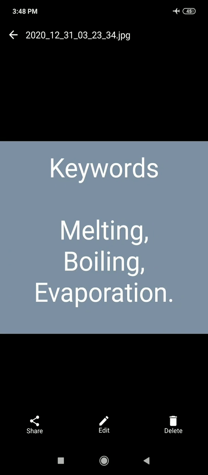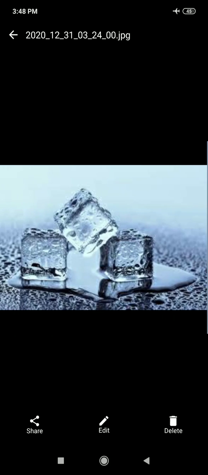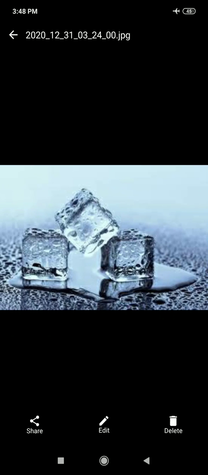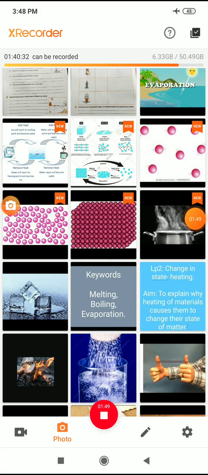Okay, so students, you have to take pieces of ice cubes and keep them outside. Just now in LP1 I think you have done this. What is ice, a solid, liquid or gas? It is a solid form and it is changing into water. Water is a liquid form. What actually happens, why is it changing? The reason is here.